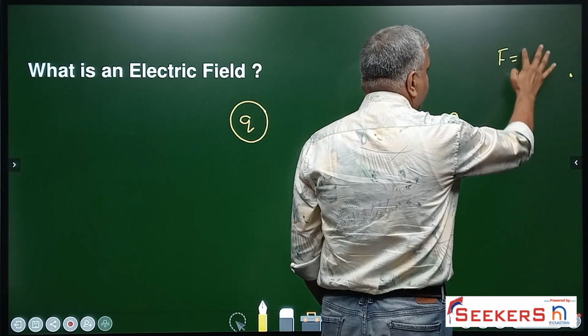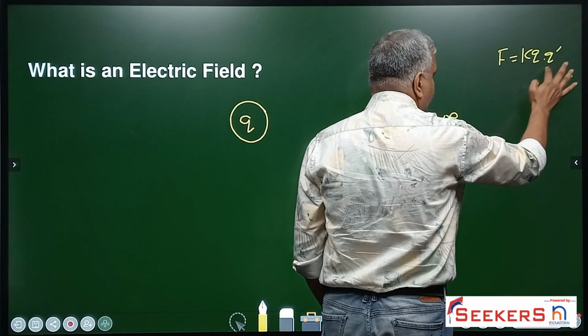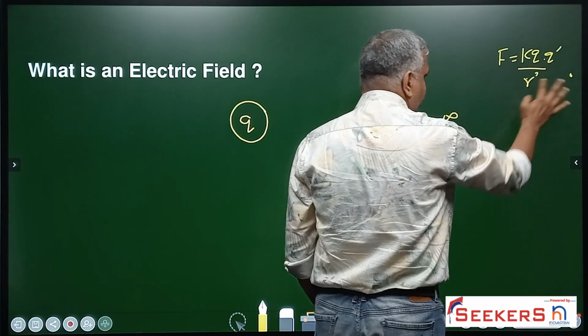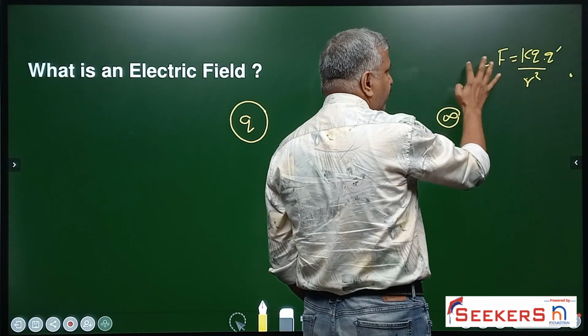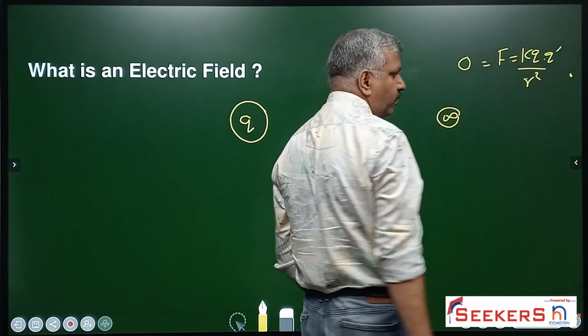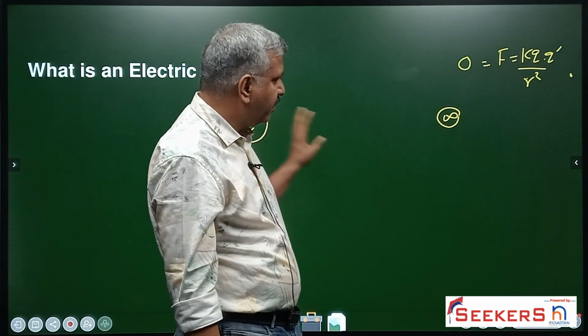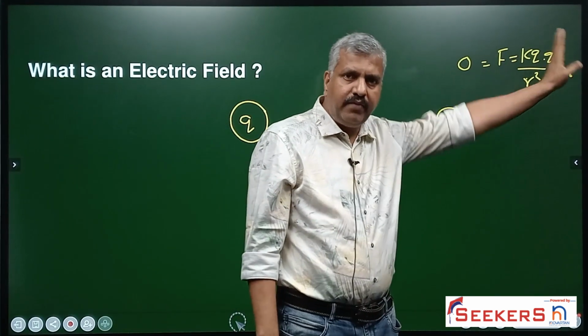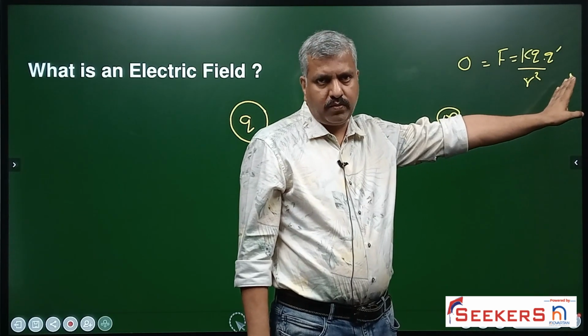Force F is equal to K Q into this charge, whatever it is, let us call it Q dashed, divided by R squared. But R is how much? R is infinity. So if I substitute infinity, I will get this force equal to 0. That means if there is one charge here and a second charge is very far away from it, the net force on that charge will be equal to 0.